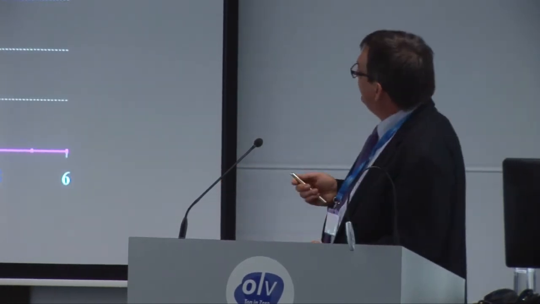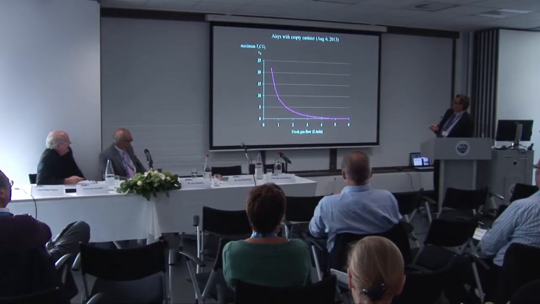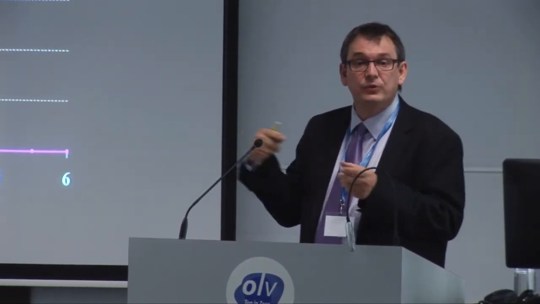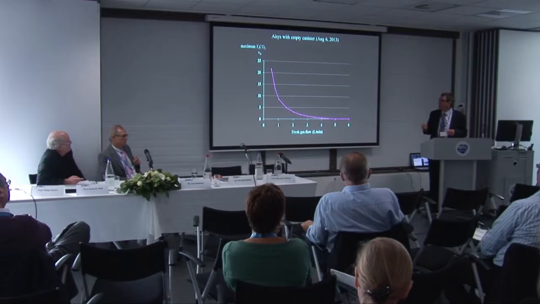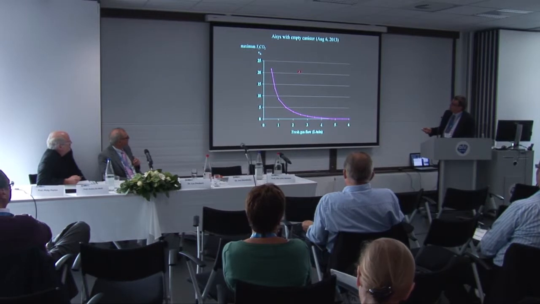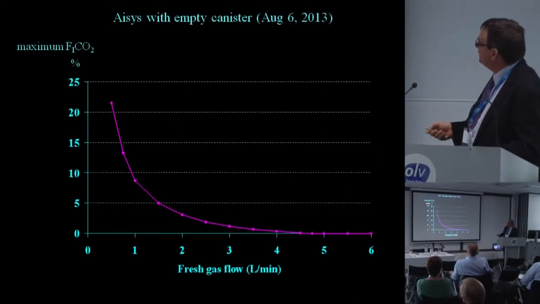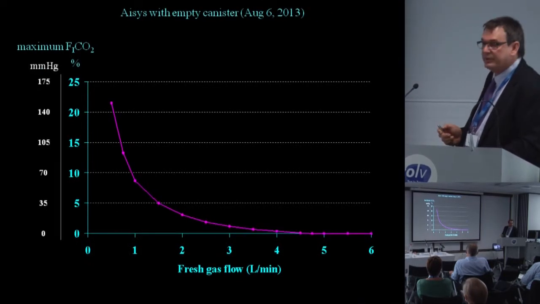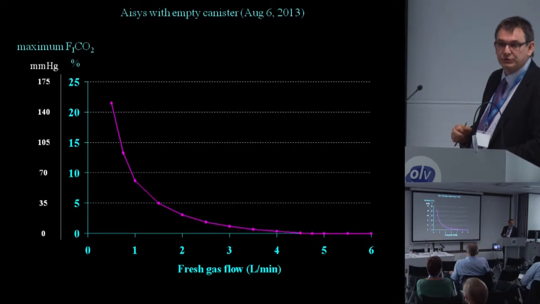So here I did a little in vitro test. I took an ACES anesthesia machine. I ventilated the 2-liter bag, and I had 160 milliliters of CO2 flowing into the tip of the balloon. And then I just lowered the fresh gas flow progressively. And this is the actual FiCO2 you get in the breathing system. And you see with a half-liter fresh gas flow, you get 150 millimeters of mercury if you do not use a canister.